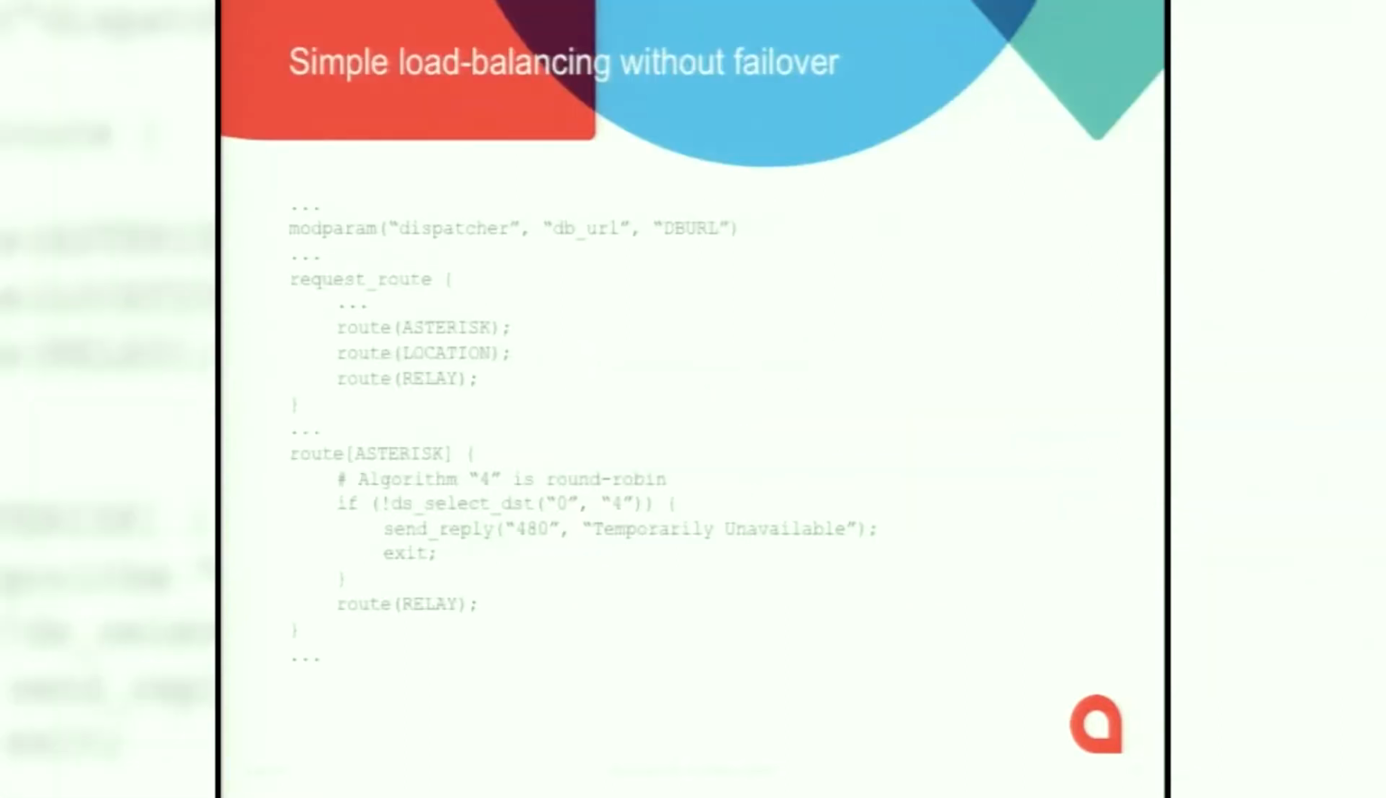And if you want to implement a simple load balancing without failover, it's as simple as calling this ds_select_dst, and the first argument says the group. You set your load balancers up as groups. You give them numbers, group 0, group 1, group 2, and the algorithm you want to use, which is algorithm number 4, round robin. And should you fail to select a destination, you just return an error code. Failing to select a destination means there's none available, so the call can't be delivered.